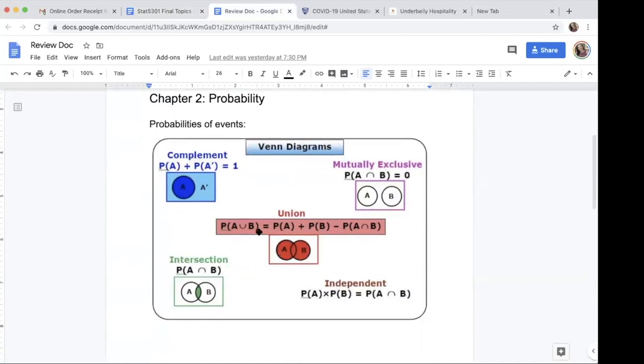I stole this off Google. The intersection is just this middle piece, right? So this is the stuff that's in A and B. This union is the things that are in A or B or A and B, right?